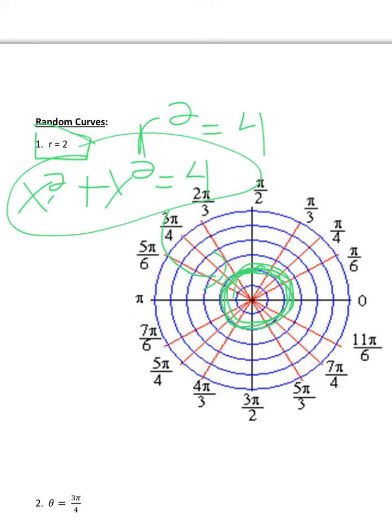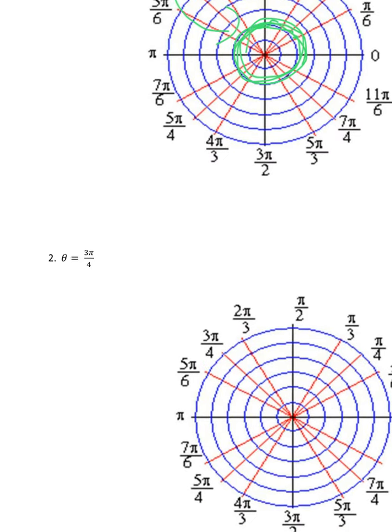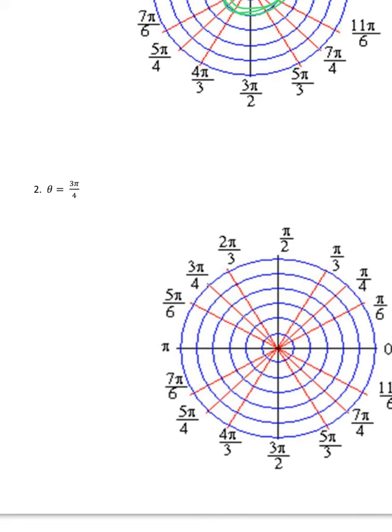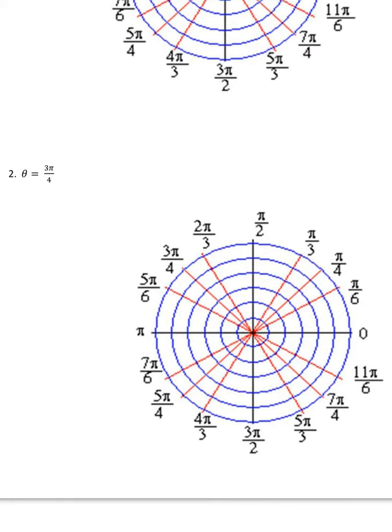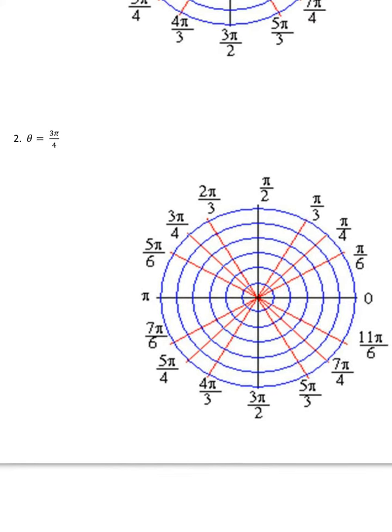Okay, the last one is the opposite. If we're just given theta, let's move this up. So I want to get all the points that are on 3 pi over 4. If you look at 3 pi over 4, now I'm looking at the red. Everything on this red line is at 3 pi over 4.